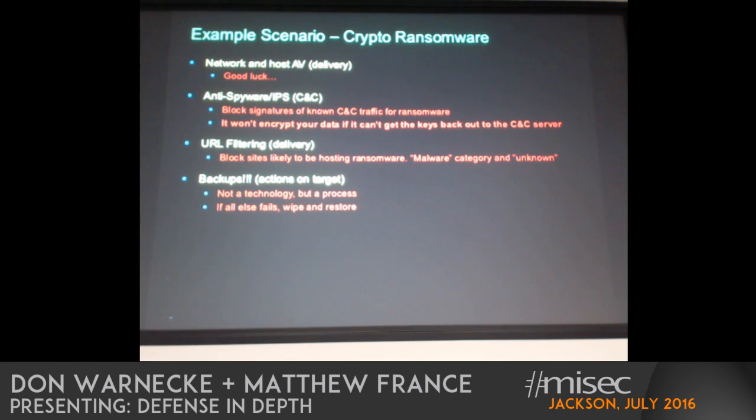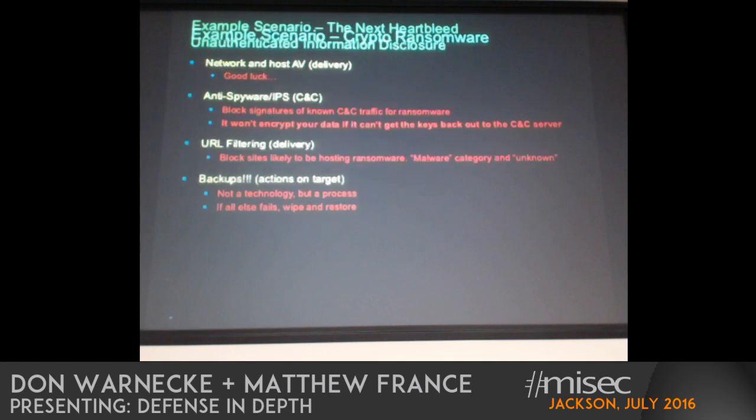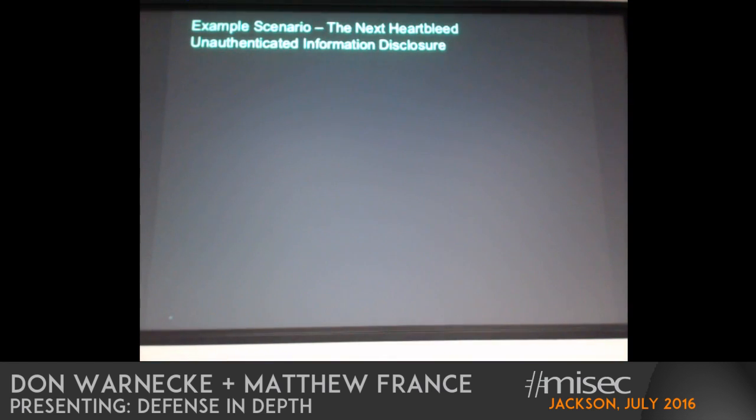And then of course the URL filtering again for the delivery stage. And this is one that I kind of love, because I was there when Heartbleed was first announced, I want to say in 2014, and it came out that, holy crap, you can pull memory off a server running OpenSSL 0.9.8 or whatever it was. So what about the next one? You have a vulnerability where it performs unauthenticated information disclosure.